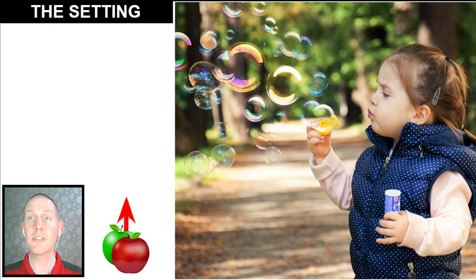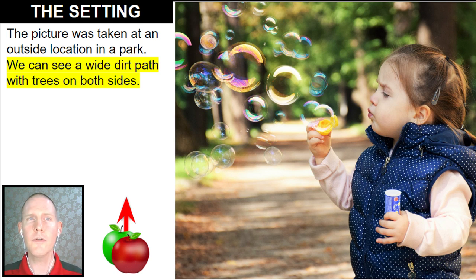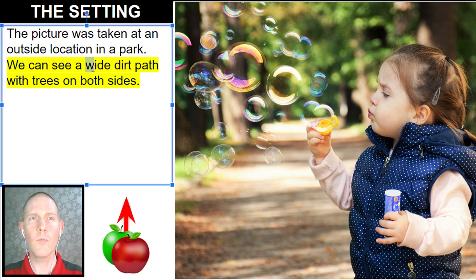All right, so let's do the setting. The setting is the time, the place, the location. Okay, here we go. The picture was taken at an outside location in a park. We can see a wide dirt path with trees on both sides. When we say a wide dirt path, we're looking at what's behind her. It's a little bit blurry, but we can see it's pretty wide. So a lot of people can walk there if they choose to, and I think it's dirt. I don't think it's cement or pavement. I think it's more of a softer surface and a path.